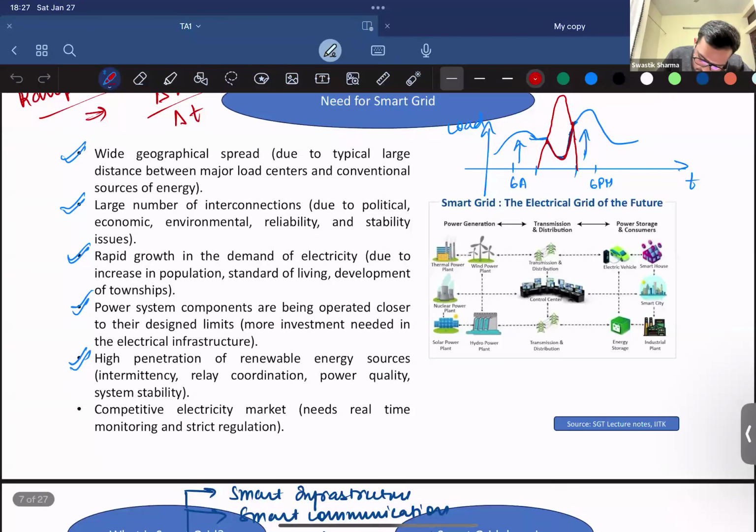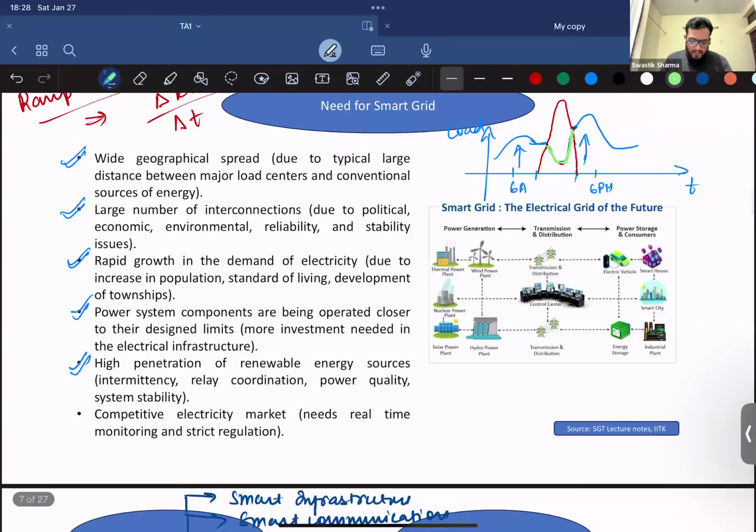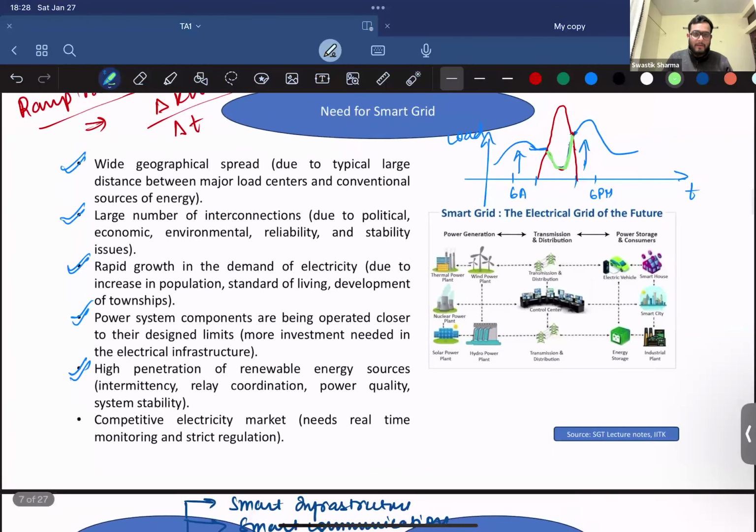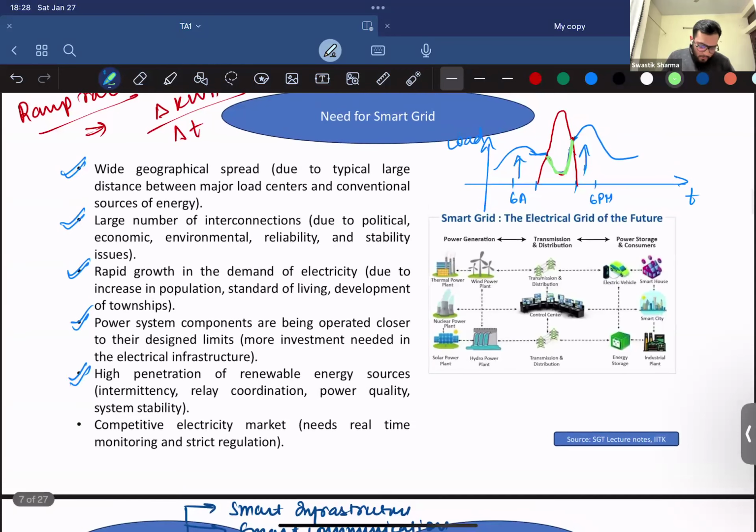So to serve the load, we need to make sure our faster ramping sources are able to provide services to this load. So we need better cooperation and better coordination. For that, smart grids present a better opportunity, and also competitive electricity.